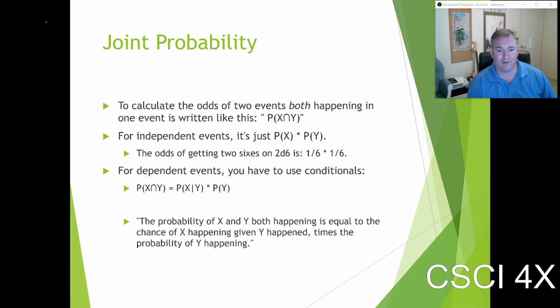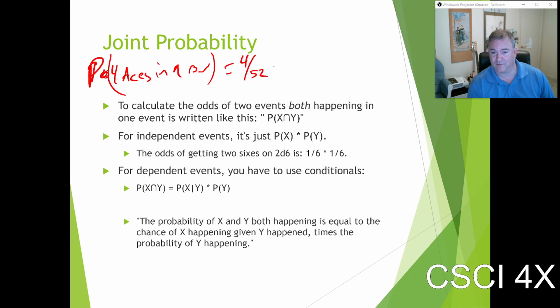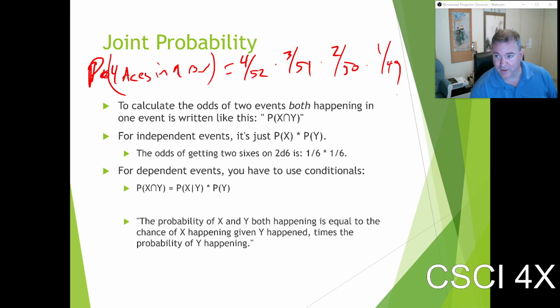So the probability of 4 aces in a row is equal to 4/52, because the first card that you draw, you have a 4 out of 52 chance of drawing an ace. Then after it's gone, there's only 3 cards left out of 51. And after you pull that one out, it's 2 over 50 times 1 over 49. So that's the odds of drawing 4 aces in a row.